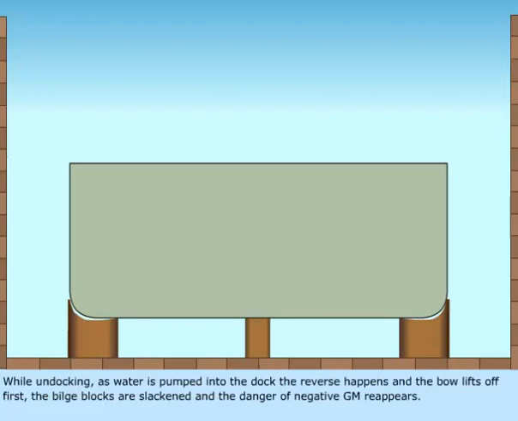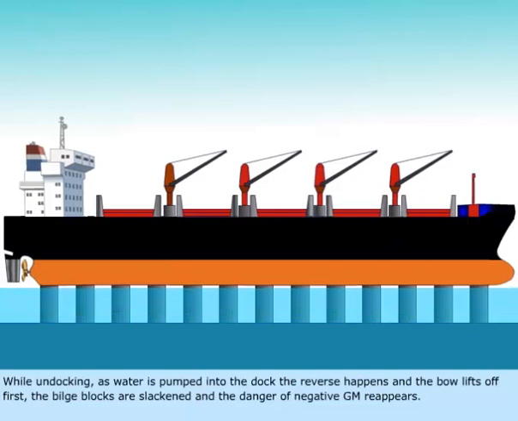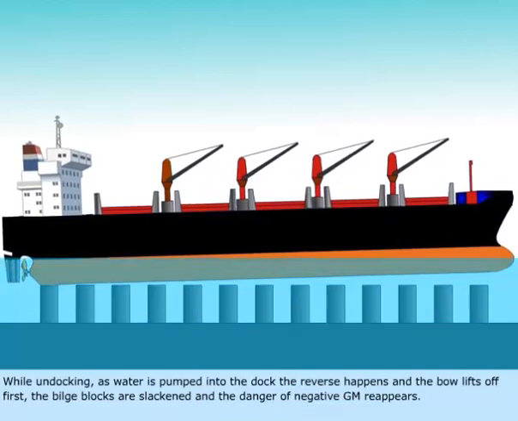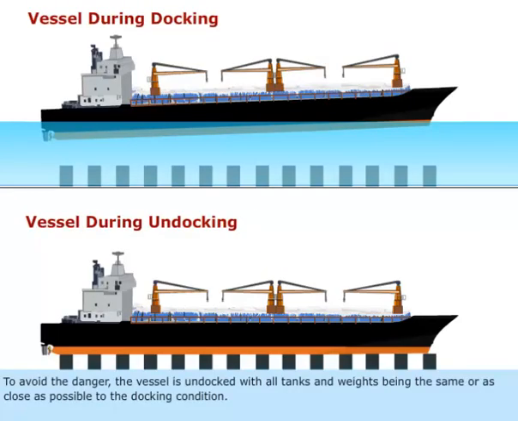While undocking, as water is pumped into the dock, the reverse happens, and the bow lifts off first. The bilge blocks are slackened, and the danger of negative GM reappears. To avoid the danger, the vessel is undocked with all tanks and weights being the same or as close as possible to the docking condition.